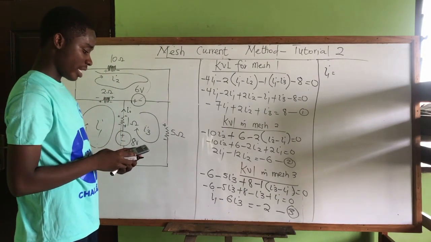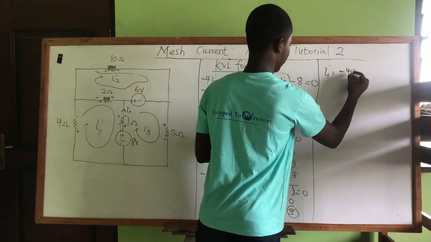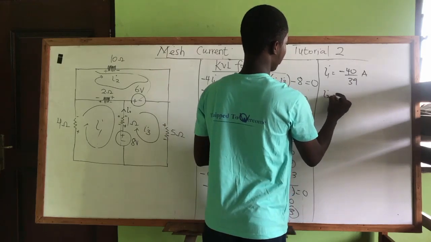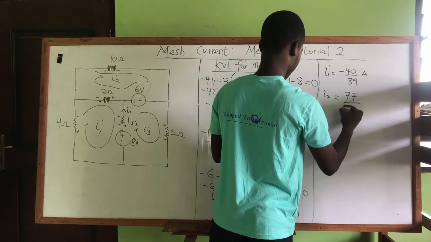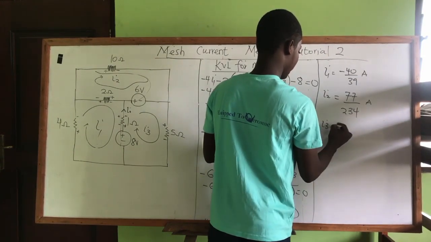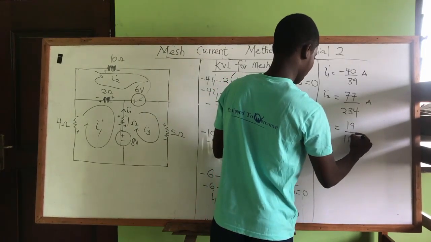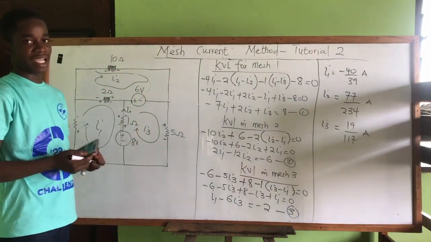So after solving, you get your I1 to be equal to minus 40 on 39 amperes. You get your I2 to be 77 on 234 amperes. Then you get your I3 to be 19 on 117 amperes. So these are your mesh currents.